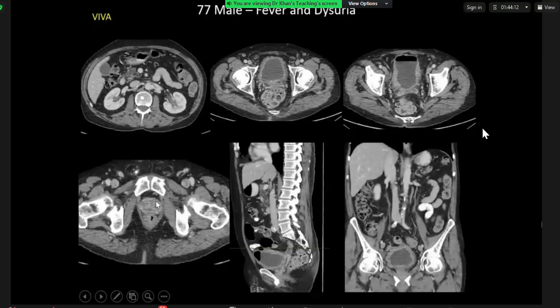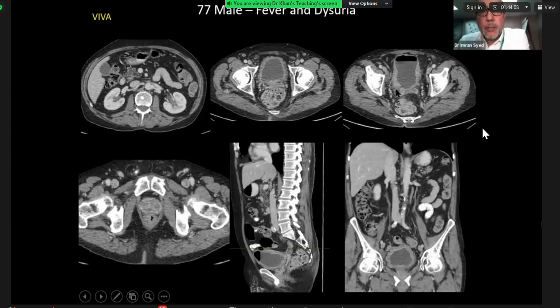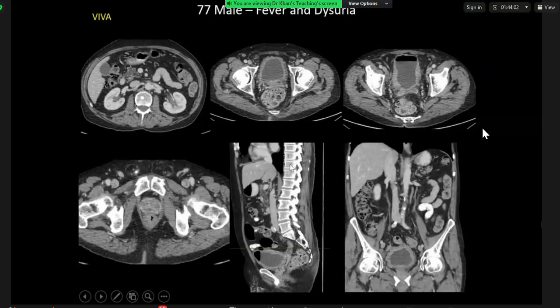Yep. You've got thickening and trabeculation of the bladder, and you've got perivesical stranding. So put that all together. These findings with the history of fever and dysuria would be in keeping with an inflammatory process, likely infective, possibly a prostatic abscess with secondary cystitis. Okay, good. The other way around.